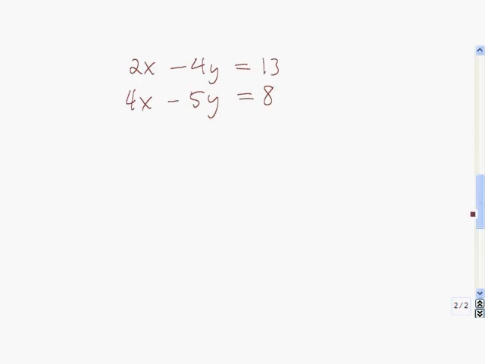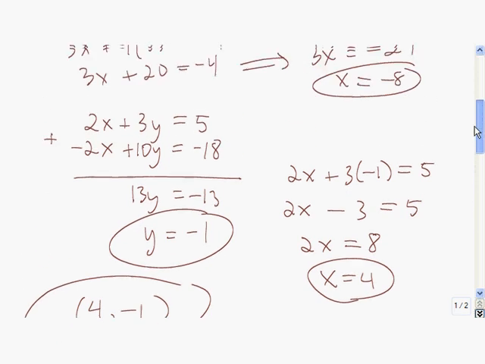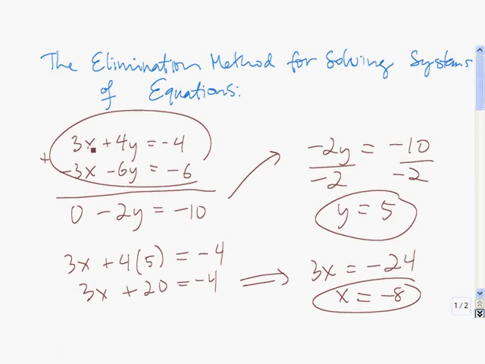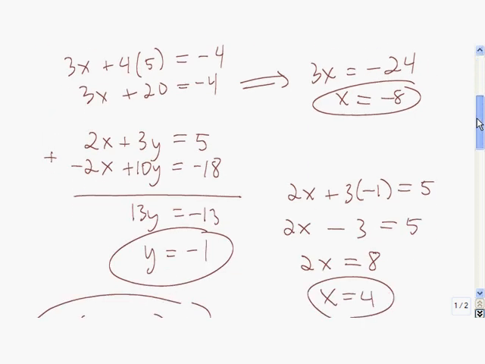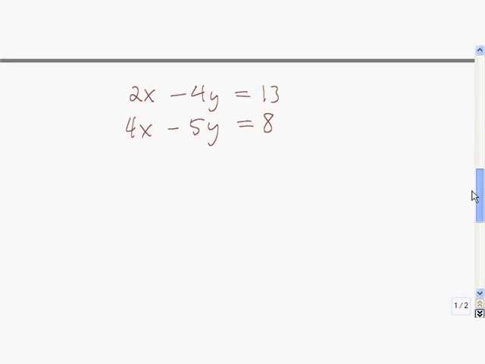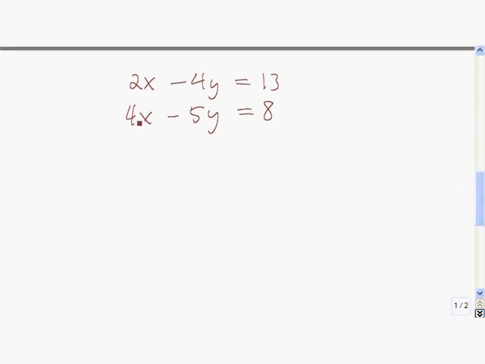Here's a system where if we add corresponding sides of both equations, nothing is going to cancel out. In this linear system, we have 3x and negative 3x, so if we add them, we get 0. In the next system, we have 2x and negative 2x, which if we add, we get 0. But in this one, we have 2x plus 4x is 6x, and negative 4y minus 5y is negative 9y.